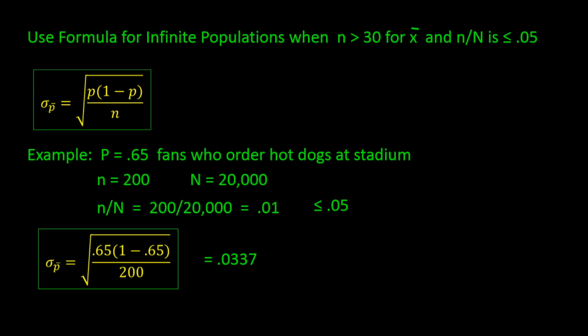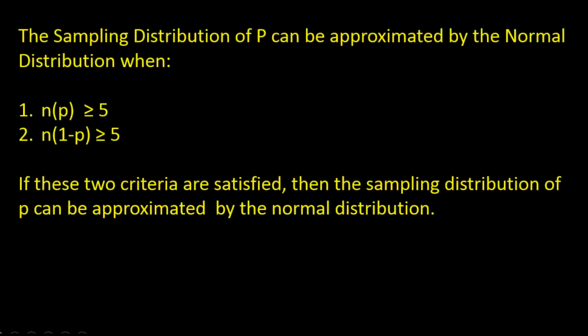It can be shown that the sampling distribution of p bar can be approximated by a normal distribution whenever the sample size is large enough to satisfy two criteria. One, that n times p is greater than or equal to 5, and two, that n times 1 minus p is also greater than or equal to 5. If these two criteria are satisfied, then the sampling distribution of p bar can be approximated by the normal distribution.